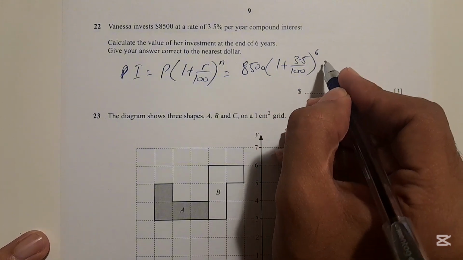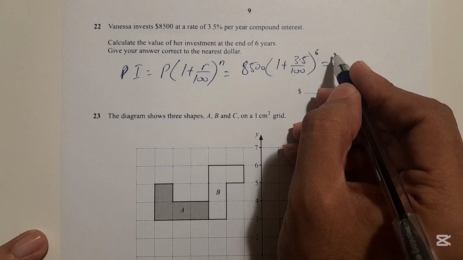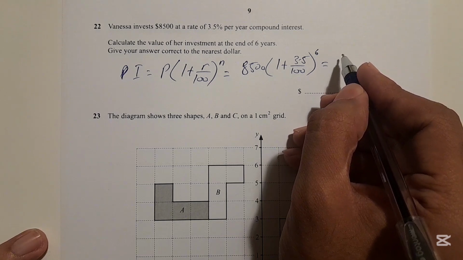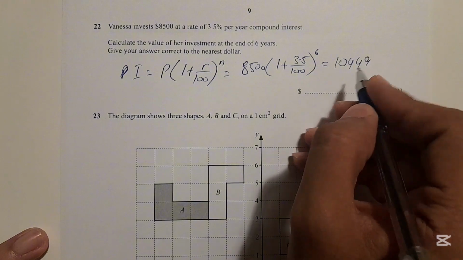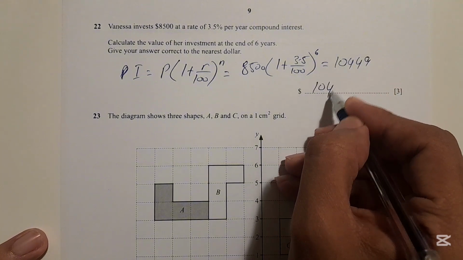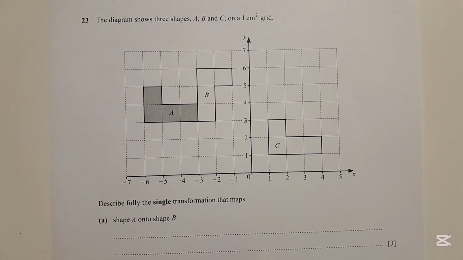So the total amount that she will receive after 6 years will be 10,449. So the answer is $10,449 after 6 years. Question 23 states the diagram shows A, B, and C on a 1 centimeter square grid.